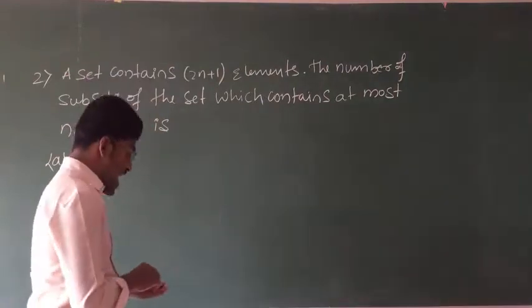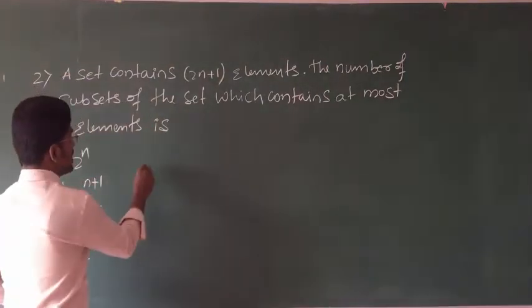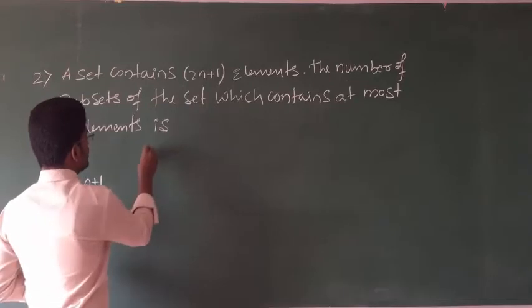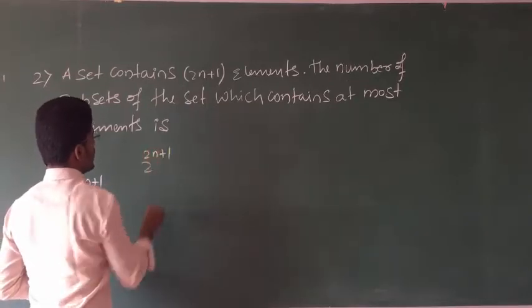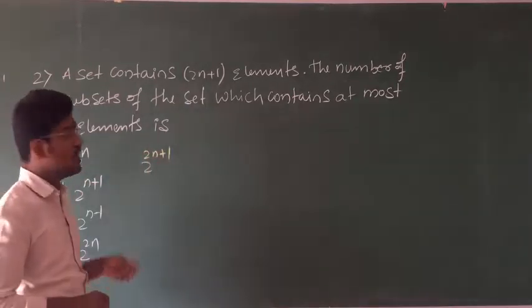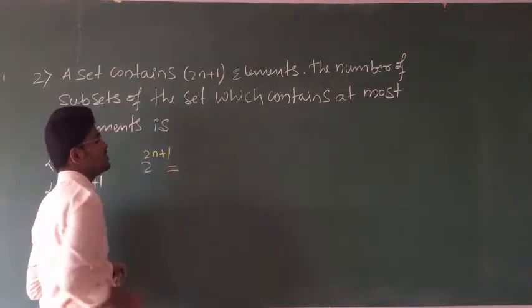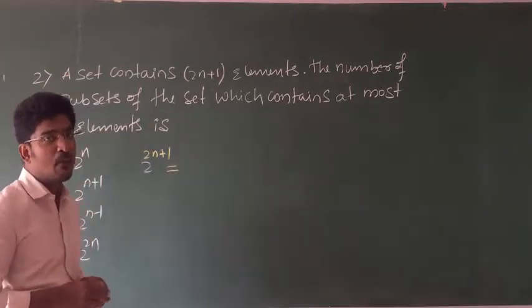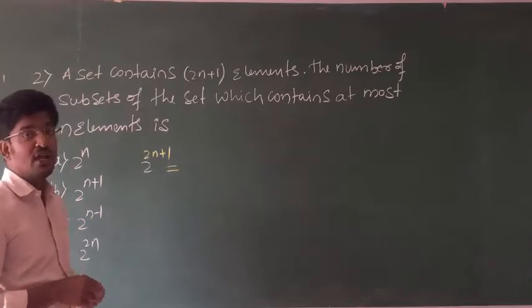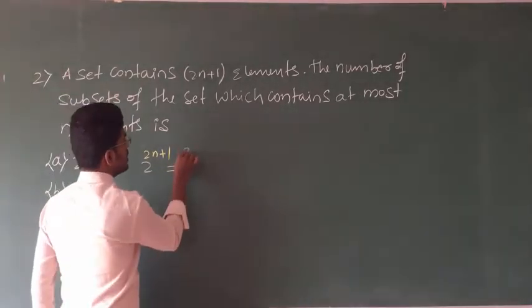Okay. So as you all know, the formula is 2 to the power of 2n plus 1. I will use this and I will expand it through the binomial theorem. So what are you going to get?